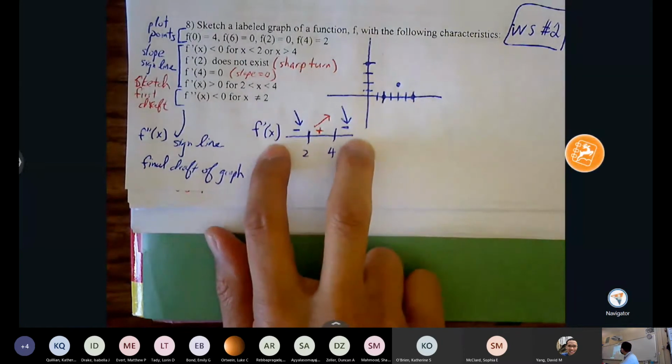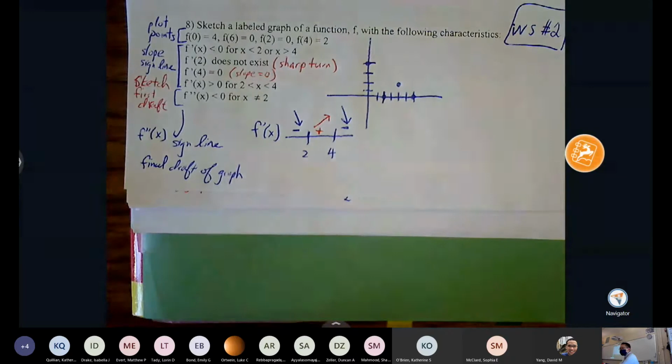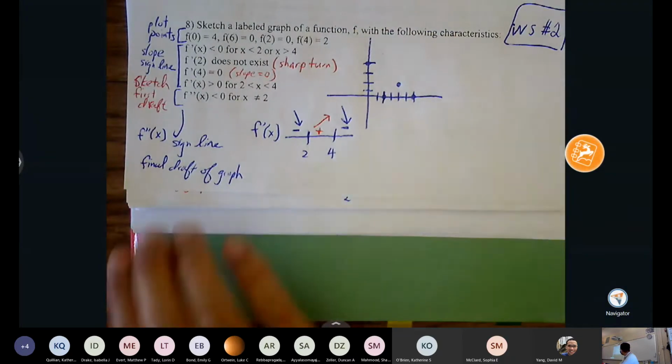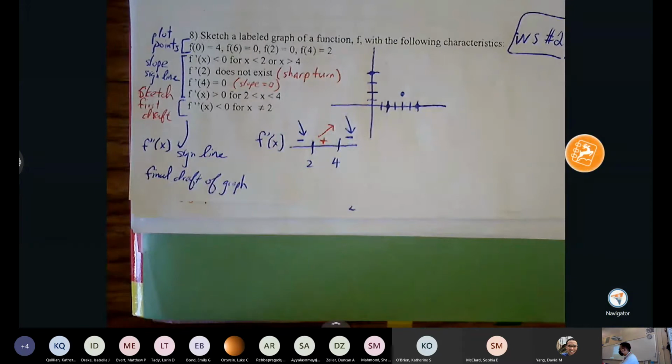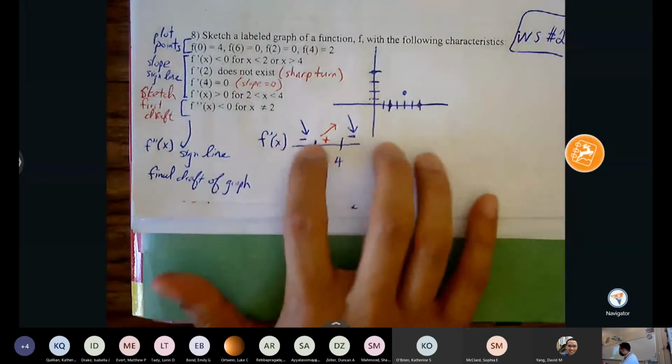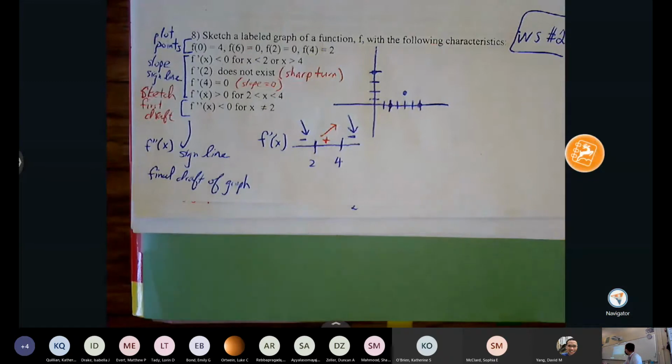Good. Any questions you guys have, please feel free to ask, because there's probably other students who are wondering the same thing and didn't want to speak up. So don't hesitate. Good. Okay. Any other questions? Okay, so from here, let's go ahead and sketch the graph.